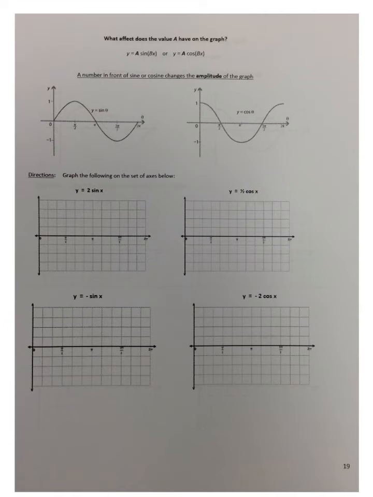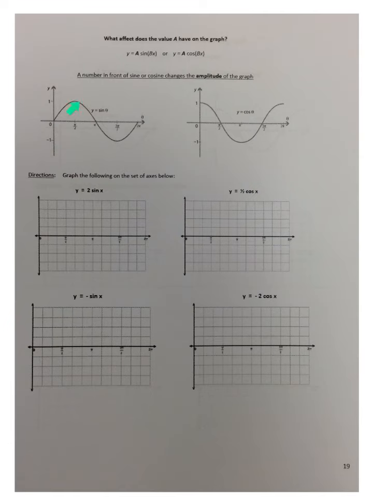And again, this is all review. I actually cut and pasted a lot of this from your Algebra 2 last year. So it says, what effects does a value A have on a graph? A is that number all the way in front. That's your amplitude. That's how high your graph is.